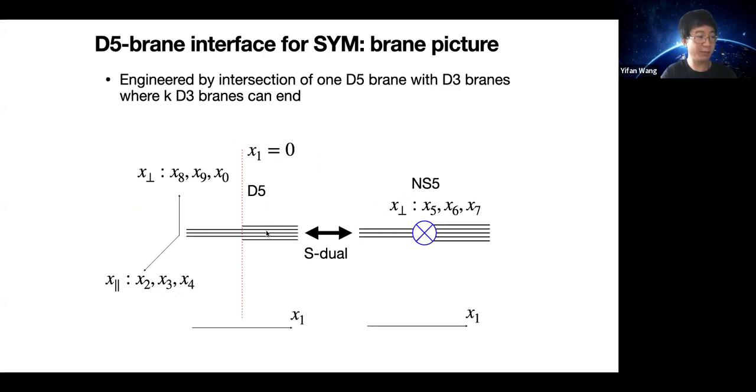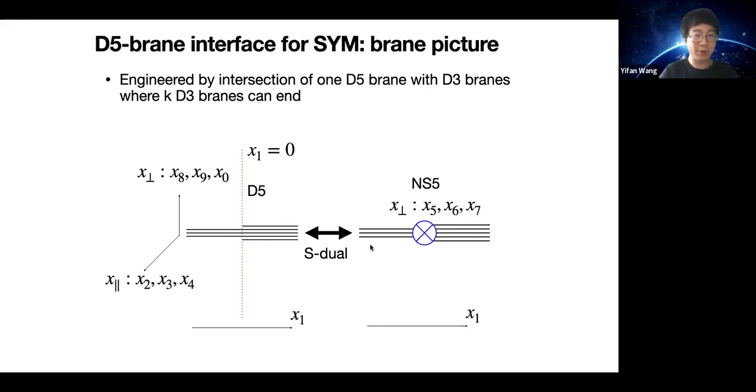Because D3 branes can end on D5 branes, we can have a different number of D3 branes on two sides of the D5 brane. They differ by k D3 branes. There's also a dual picture of this brane setup, coming from replacing the D5 brane by the NS5 brane. The NS5 brane would have to extend in 3 other transverse directions, as opposed to the 8, 9, 10 directions extended by the D5 brane, to preserve the same supersymmetry algebra.